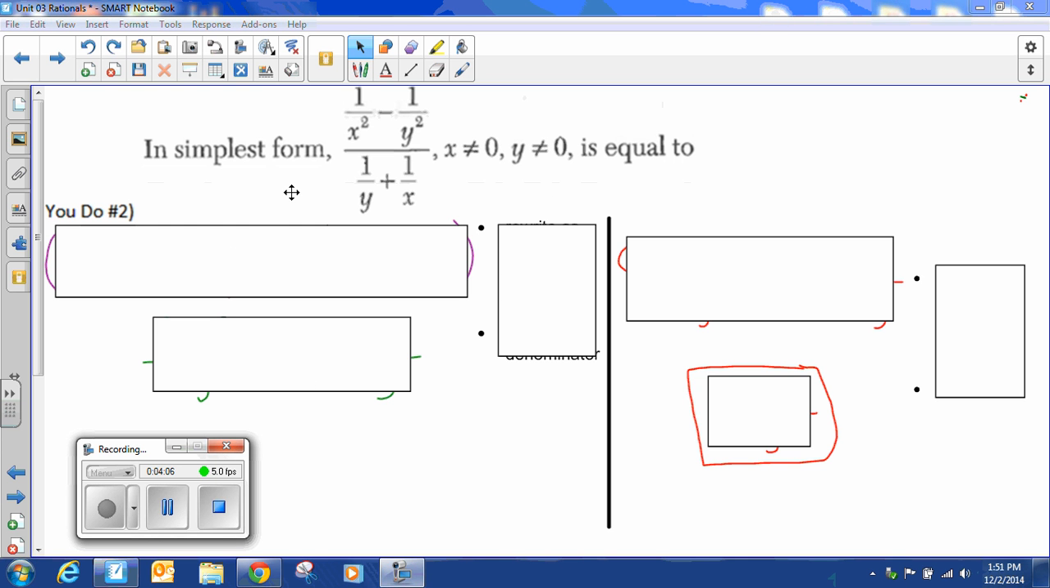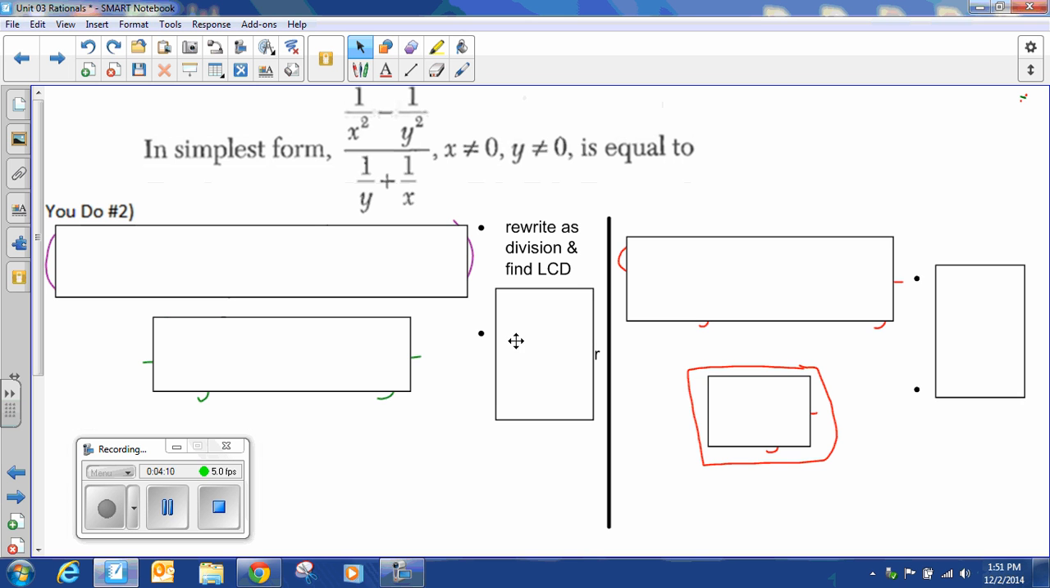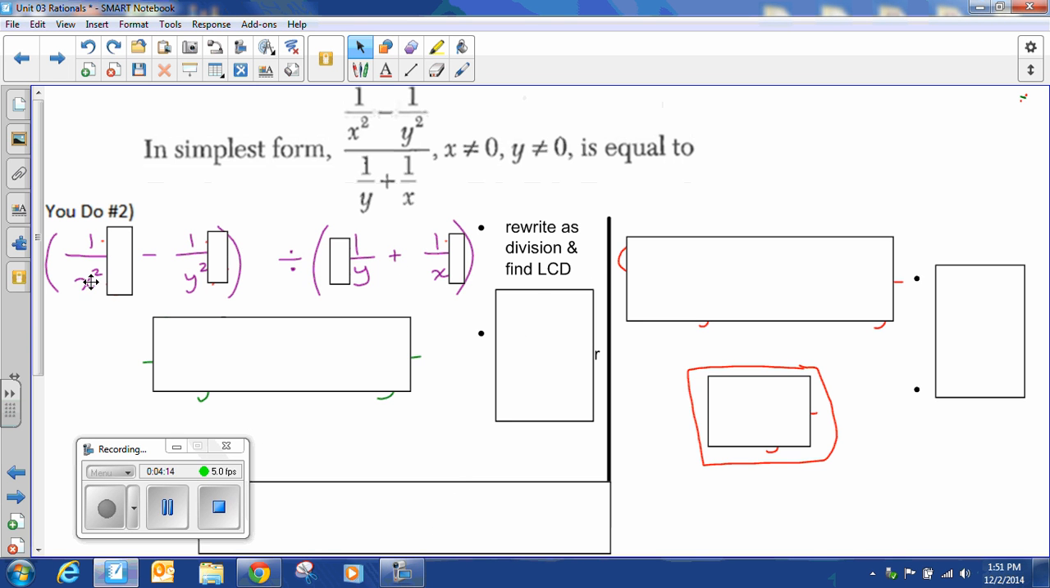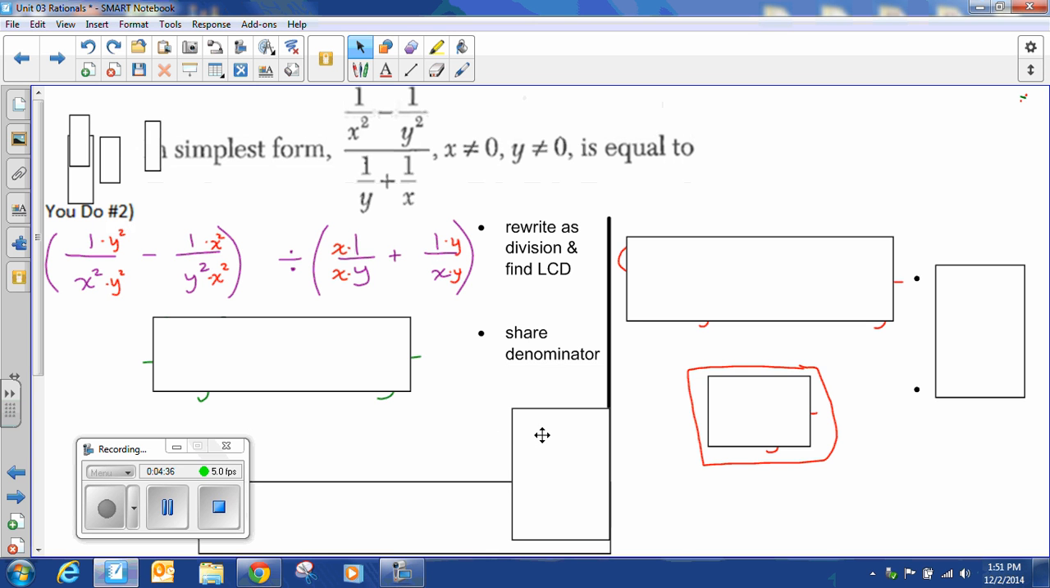Let's look at this example. We have, first thing is to rewrite as division and find the least common denominator. So here we have x squared y squared. The least common denominator is the product of them both. We need a y squared here. We need an x squared here. Over here we have a y and an x by itself. We need an x over here, and we need a y over here. Now we have our least common denominators.